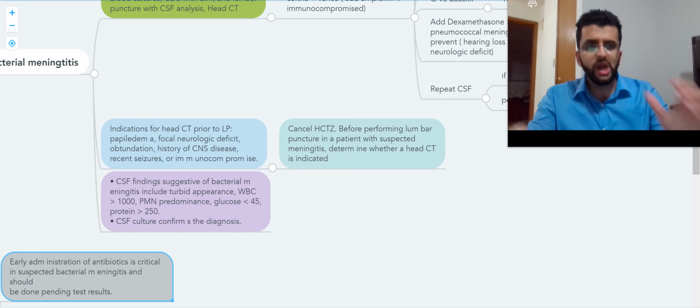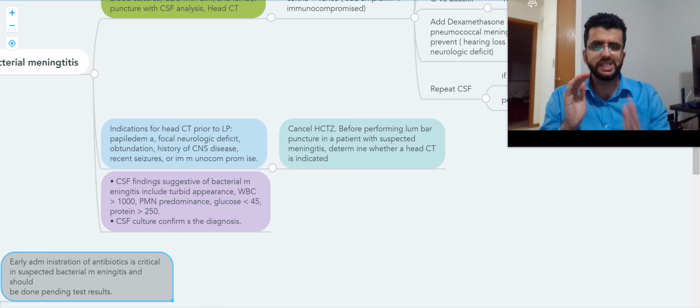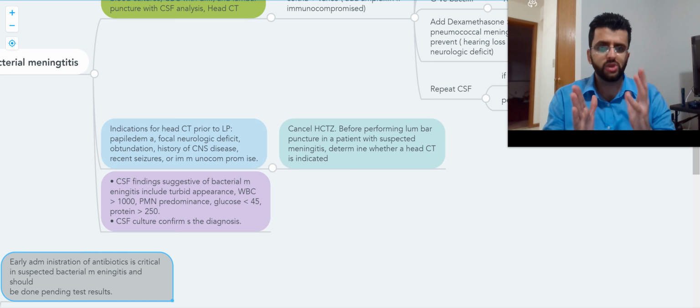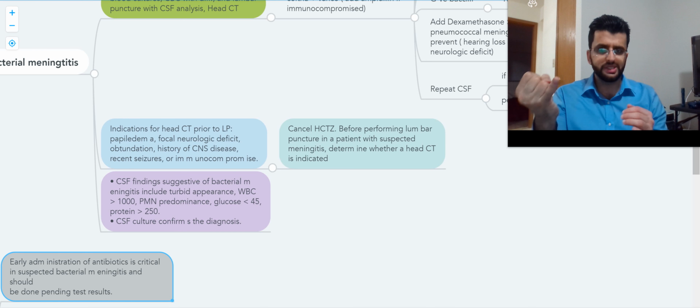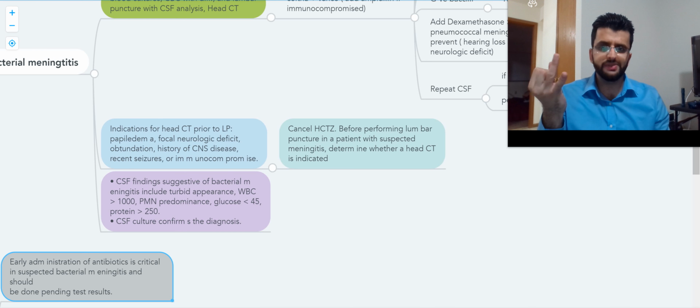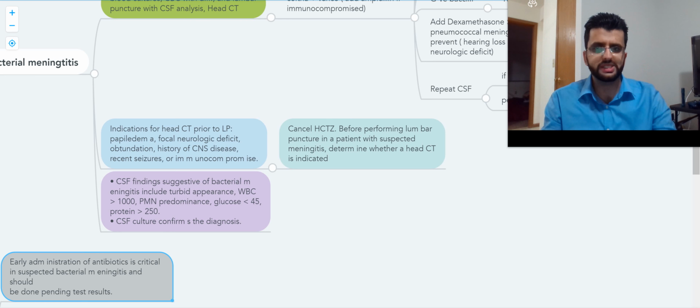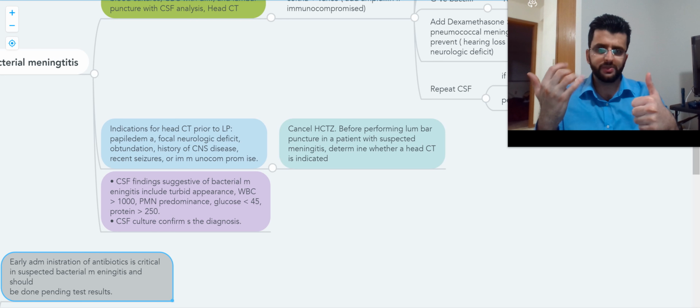Okay, so now there's something very, very important: indications for head CT prior to lumbar puncture. There are a couple of signs and symptoms that we gotta look for. Number one is papilledema, focal neurologic deficit, obtundation, history of CNS disease, recent seizure, immunocompromise. Okay, so six things.